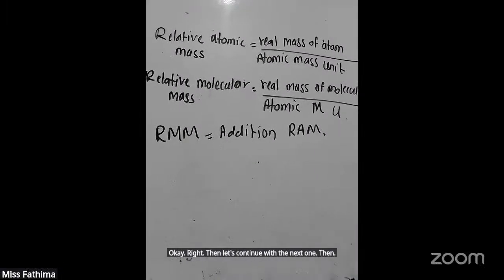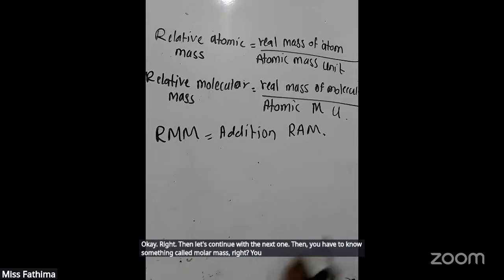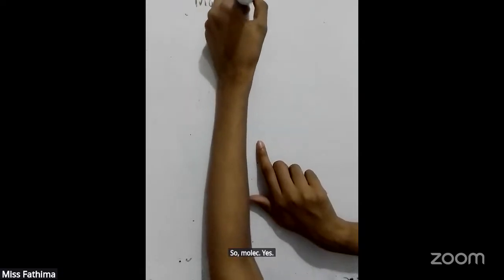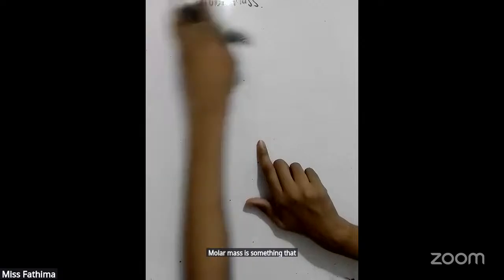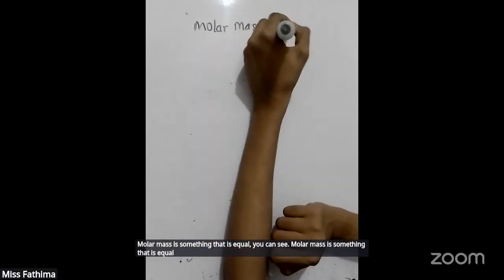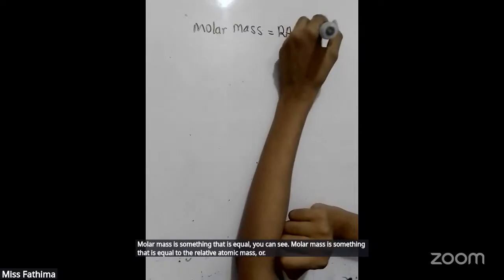Then you have to know something called molar mass, right? There is a comparison that you have to understand between these two. So molar mass. Molar mass is something that is equal to the relative atomic mass or to the relative molecular mass, right?